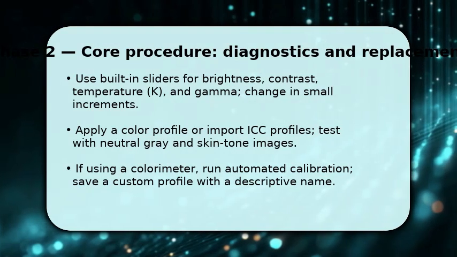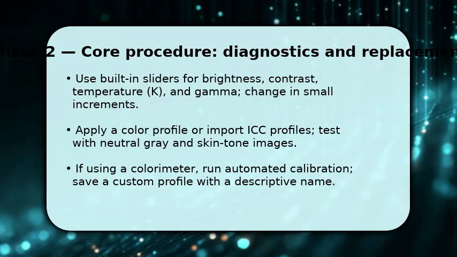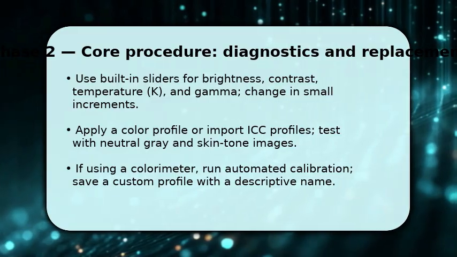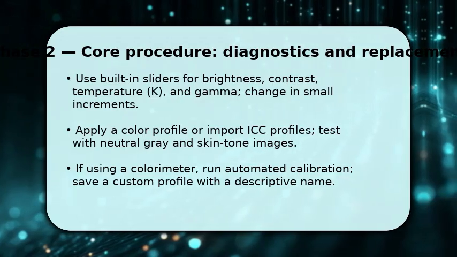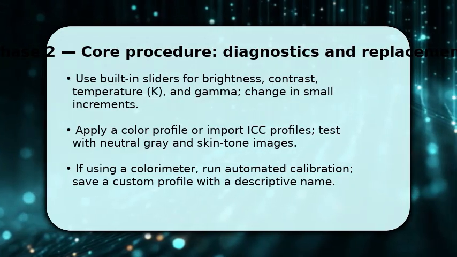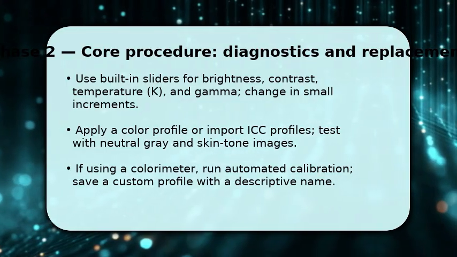You now perform the core adjustments. Begin with brightness and contrast so the image range is correct, then tweak color temperature in Kelvin and gamma settings. Once you change sliders, apply a built-in profile or import an ICC file and compare using neutral gray and skin tone images so you see natural shifts.